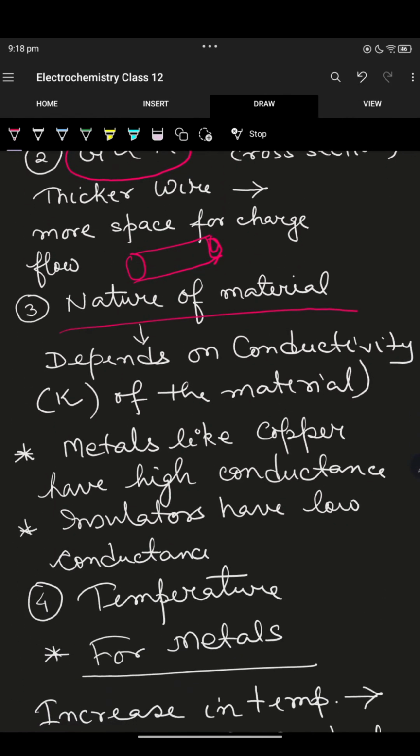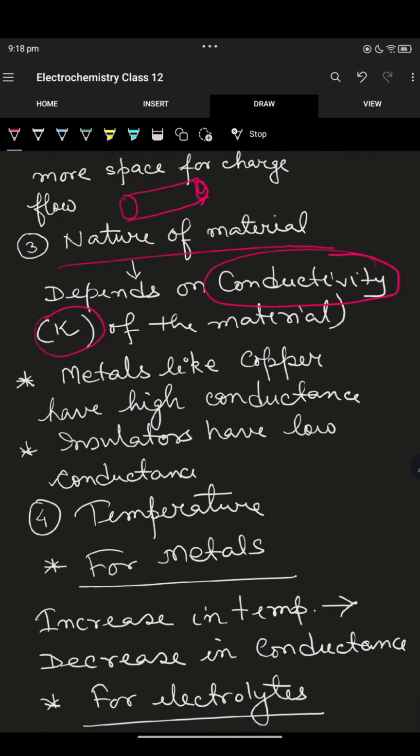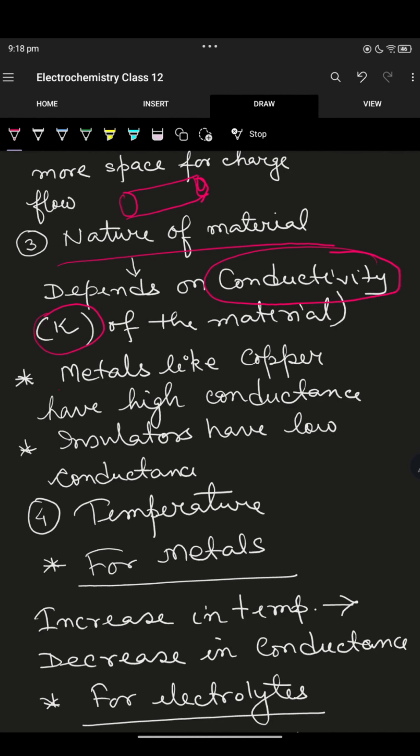Nature of the material. Now the nature of the material is related to the conductivity, which is kappa. So the conductance also depends on the conductivity. Like if there are metals like copper which have very high conductivity, it has high conductance. Insulators have low conductance.